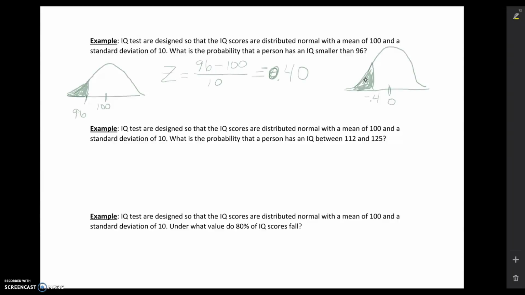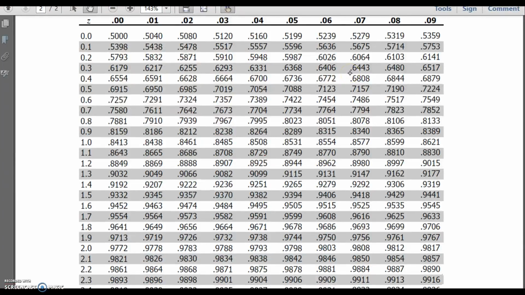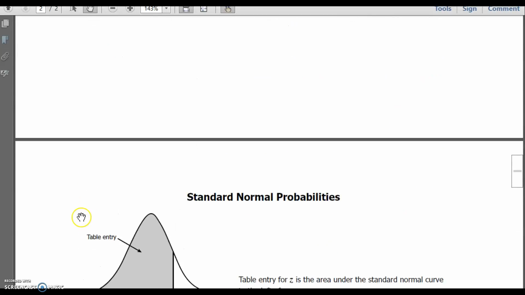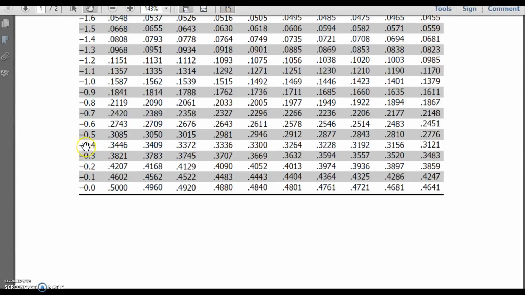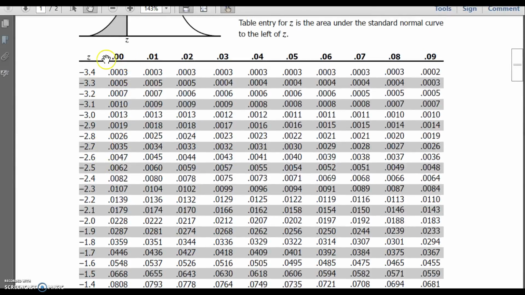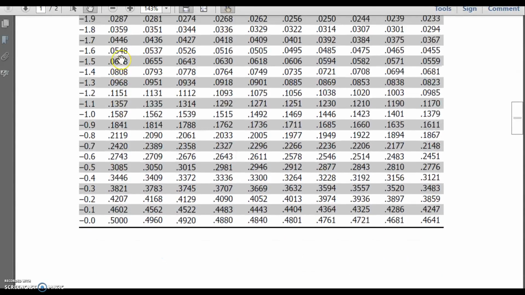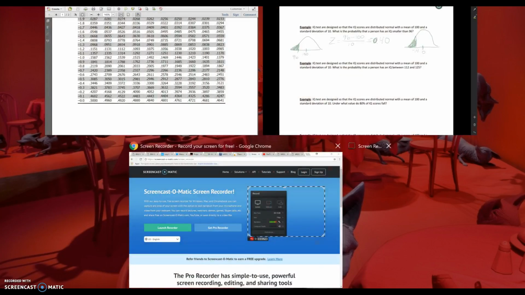So let's go and look at our normal table. Our z was equal to negative 0.40. Looking along the left-hand side, you should see all the positive values. So if we scroll up to the first page, we see some negative values. And remember, we were interested in negative 0.4, and then we wanted a 0. So if we scroll back up to the top, we see that this first column is our zeros. So the probability that we want, or that area, is 0.3446.